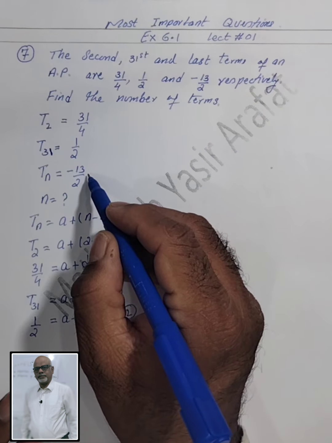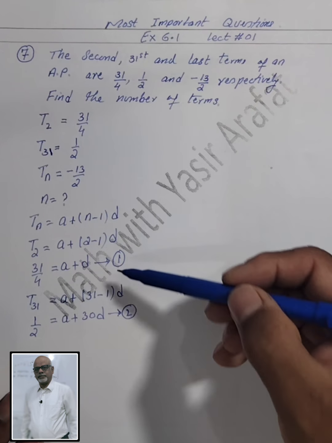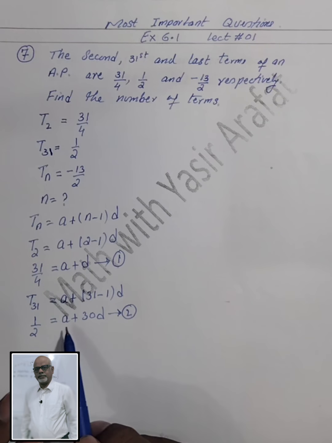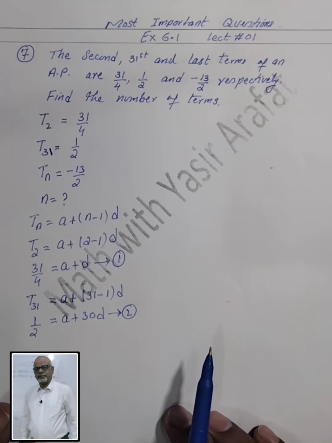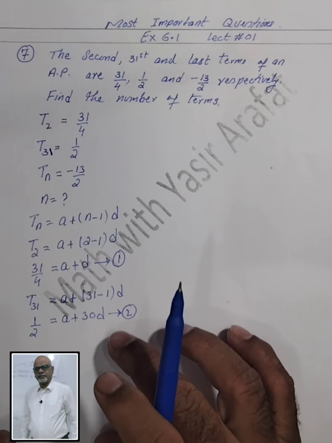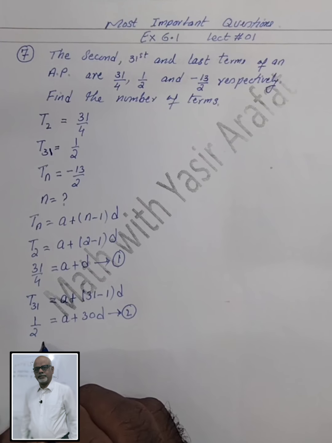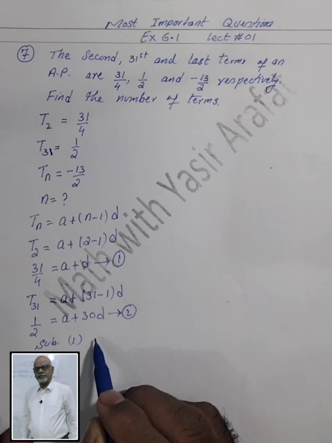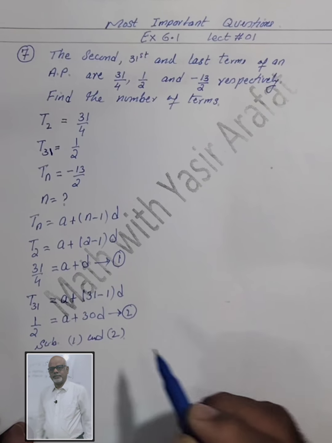And this is Tn. So first we have to solve equation number 1 and 2 to find out the value of A and D, and Tn is given in the question. Then we will find out the value of n here. So here, we have to subtract equation number 1 and 2, subtracting equation number 1 and equation number 2.